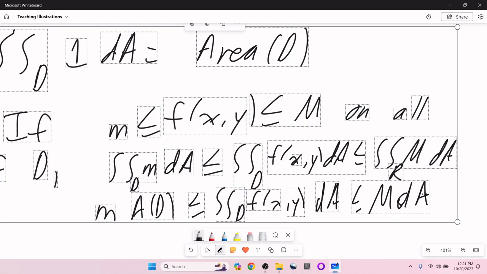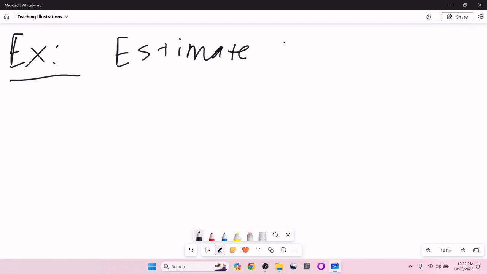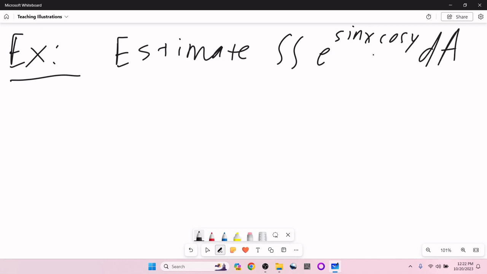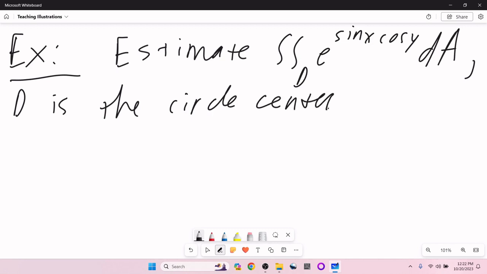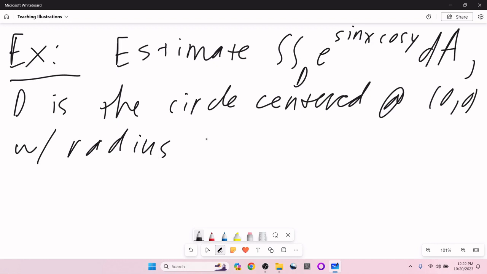Let's give an example of this in practice. Estimate the double integral of e to the sine x cosine y dA across a region D, where D is the circle centered at 0, 0 with radius 2.